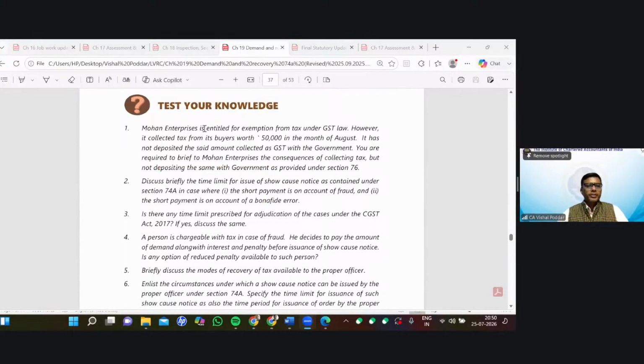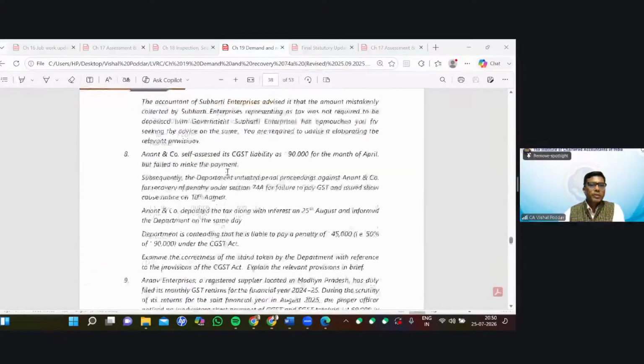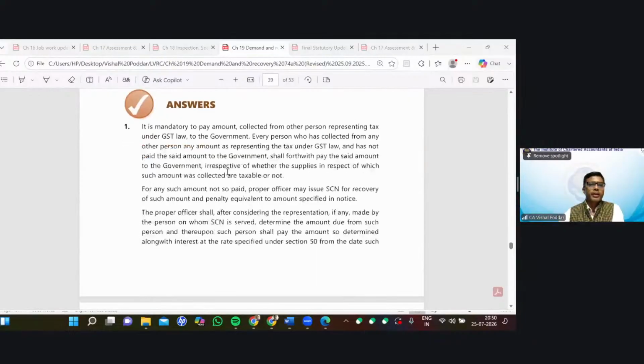Now, students, let us take up a few questions for a better understanding of this. So, Mohan Enterprises is entitled for exemption from tax. However, it collects tax from its buyer up to 50,000 in the month of August. It has not deposited the same with the government. Now you are required to brief Mohan on the consequences of collecting tax but not depositing the same. Now we studied this, students, in section 76, which provided for the consequences where tax is collected but not deposited. So what advice will you give?